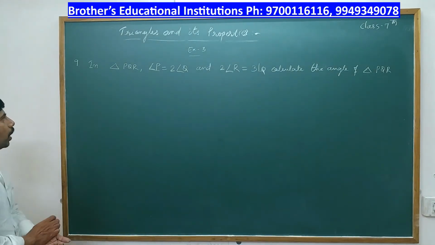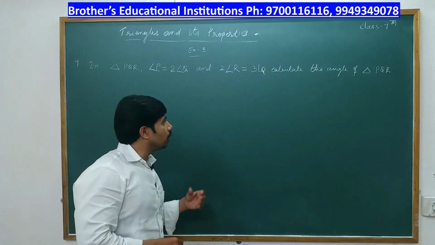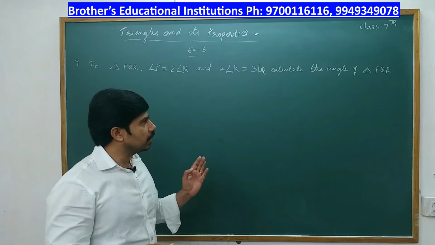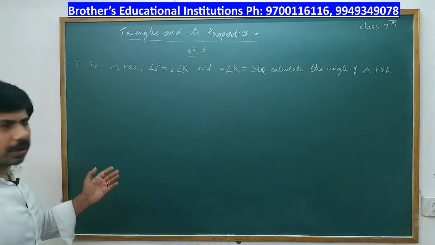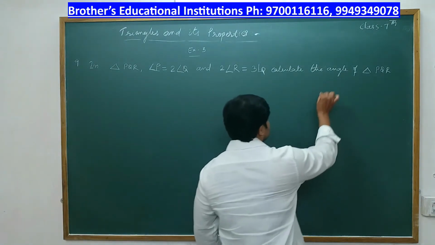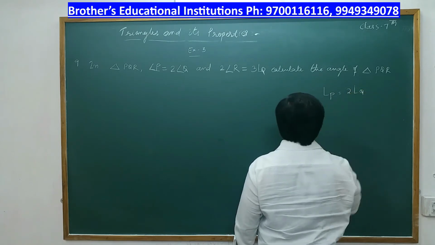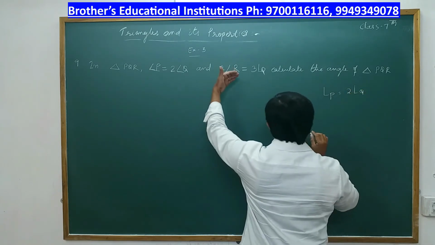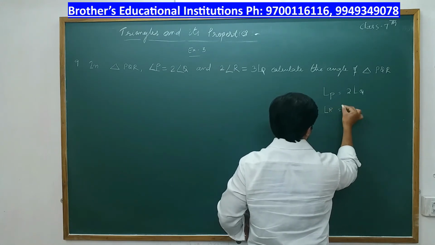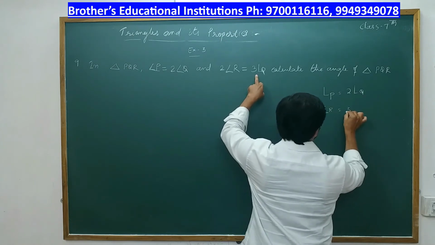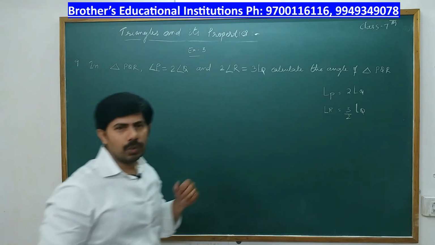In triangle PQR, angle P is equal to 2 times angle Q, and 2 times angle R is equal to 3 times angle Q. So we have to find out the angles of the triangle. Whenever we get this type of problem, first we write what is given. What is angle P? It is 2 times angle Q. And what is angle R? If I am finding angle R, it will be 3 by 2 angle Q.